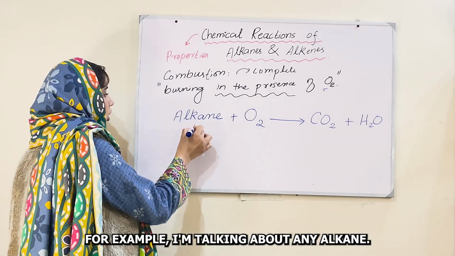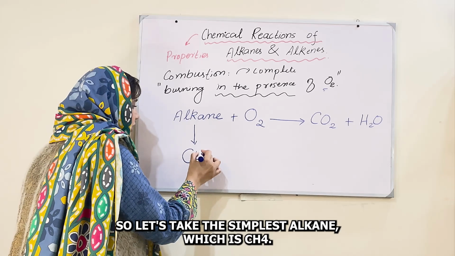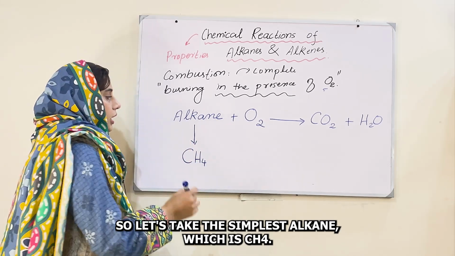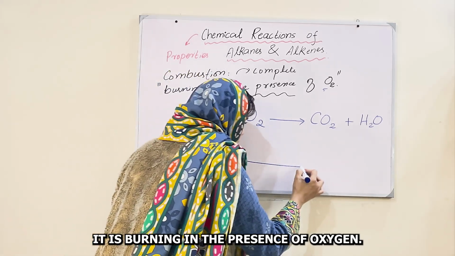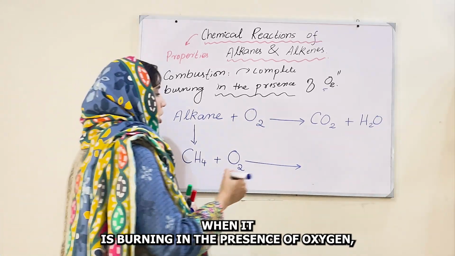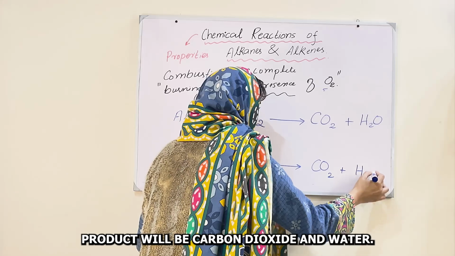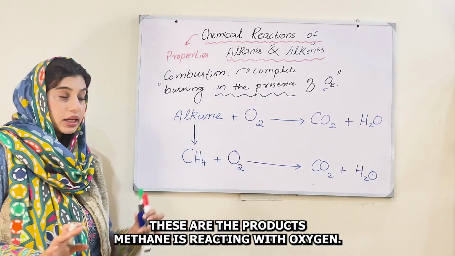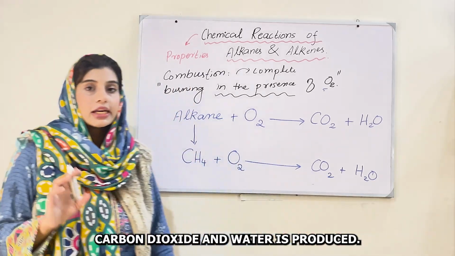Let's take an example. For example, I'm talking about any alkane. Let's take the simplest alkane, which is CH4. It is burning in the presence of oxygen. When it is burning in the presence of oxygen, the products will be carbon dioxide and water. Methane is reacting with oxygen, and carbon dioxide and water are produced.